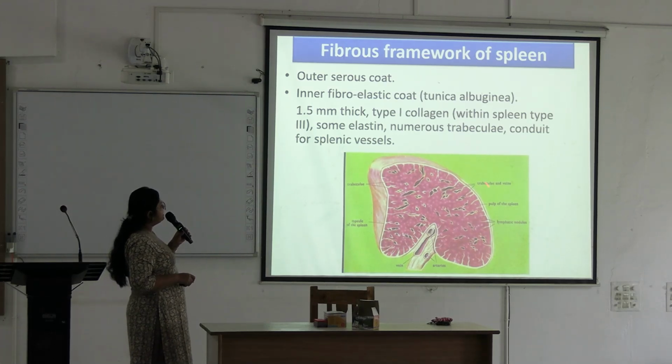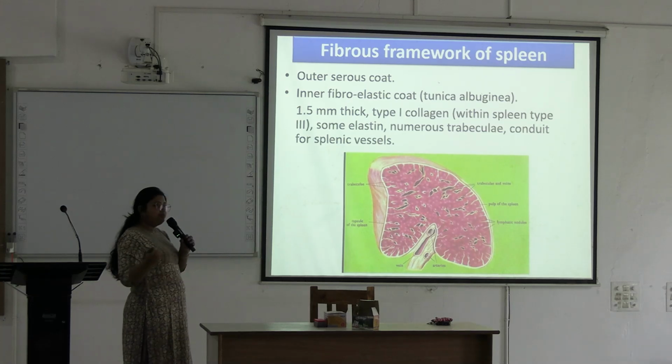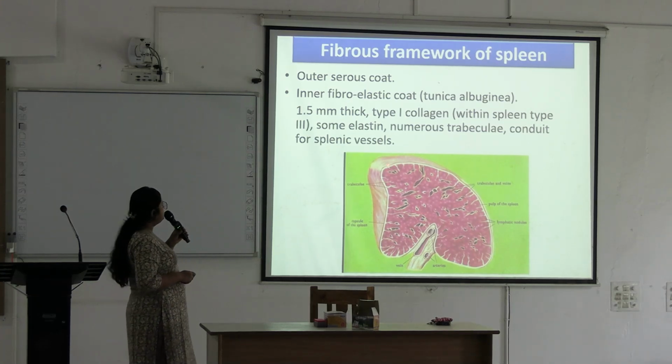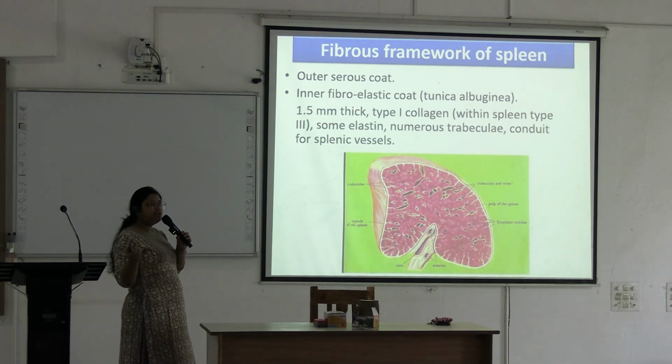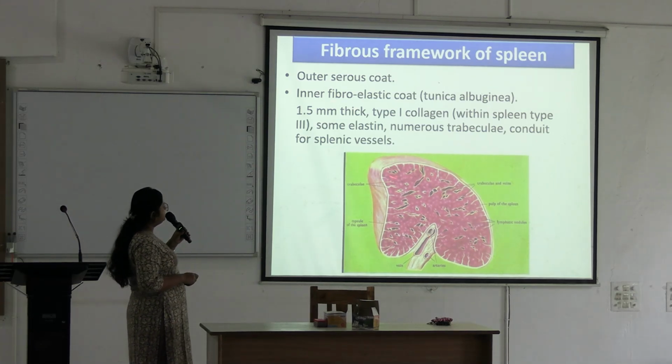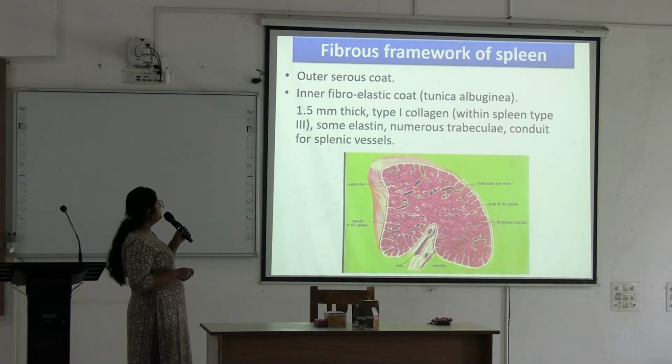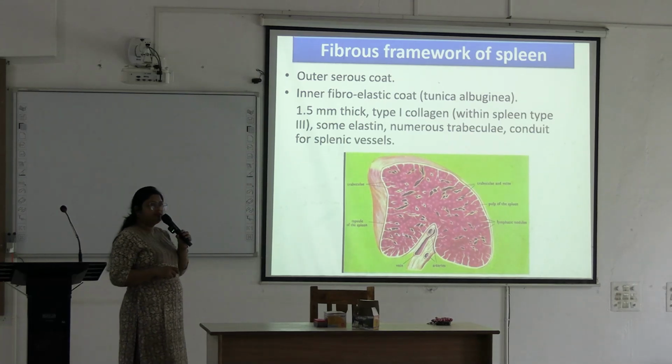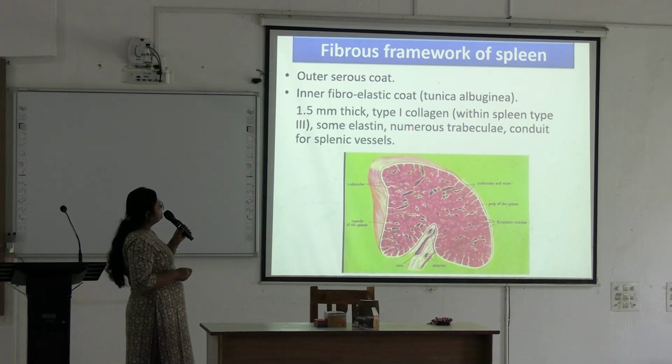See here, this outer shiny covering is the peritoneum, the outer serous coat. Then this white layer you can see is the inner fibroelastic coat, the tunica albuginea. From the tunica albuginea, these are the trabeculae entering into the substance of the spleen, formed of type 1 collagen fiber, almost 1.5 millimeter thick. And some elastin fibers are there. Numerous trabeculae are present, and they are the conduit for splenic vessels. Through these areas pass the splenic vessels.